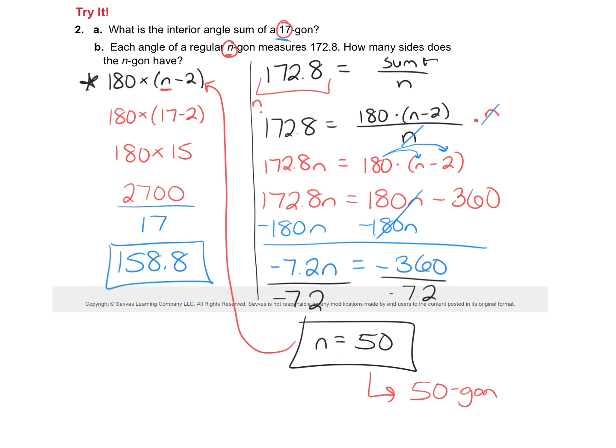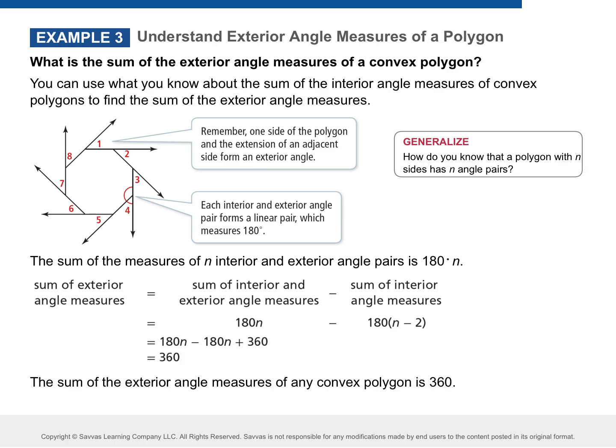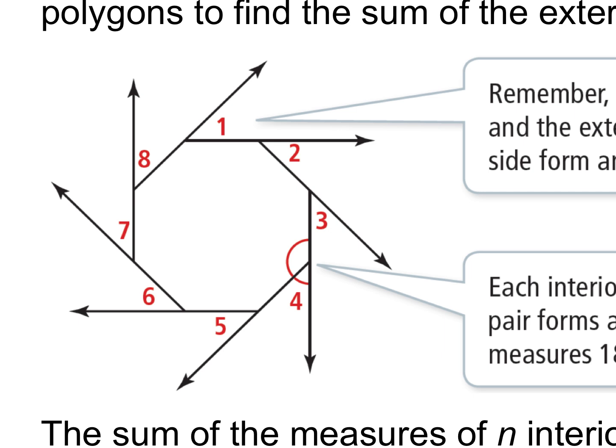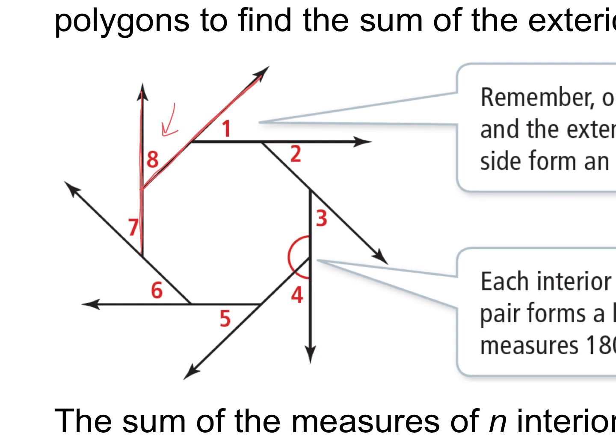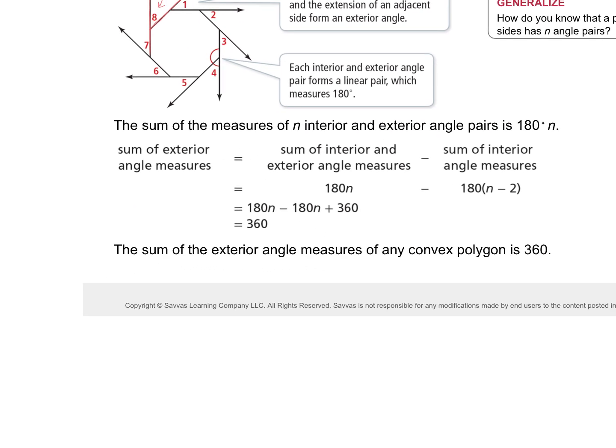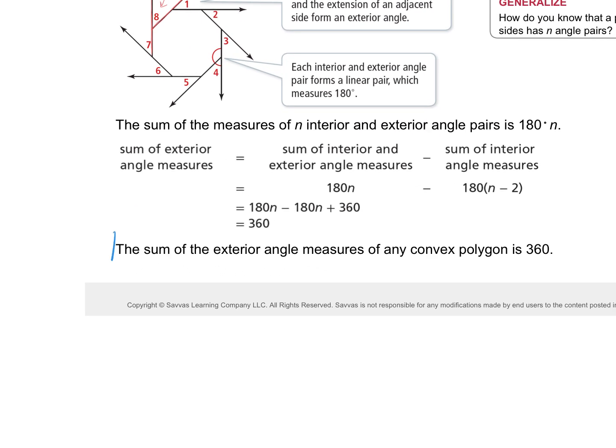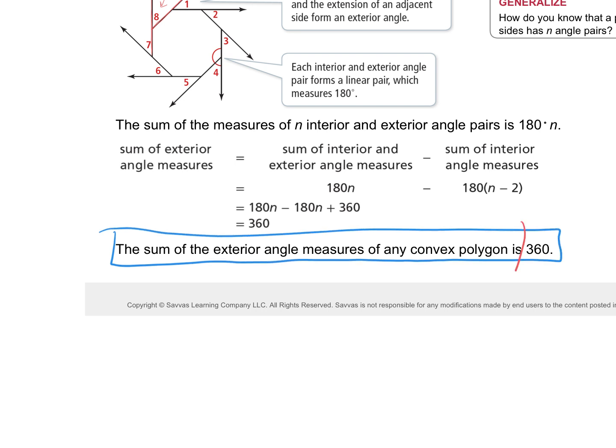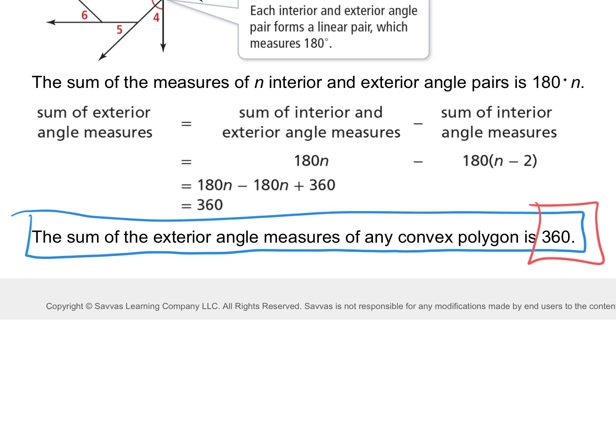Go ahead and flip to the next page. We talked about interior angles. Now we're going to talk about exterior angles. Let me tell you, they're a lot easier. Exterior angles are formed by these two sides if we would extend them out. So they're the angles on the outside if we extended the sides out. Write this down. The sum of exterior angle measures of any polygon is 360. That's your magic number.